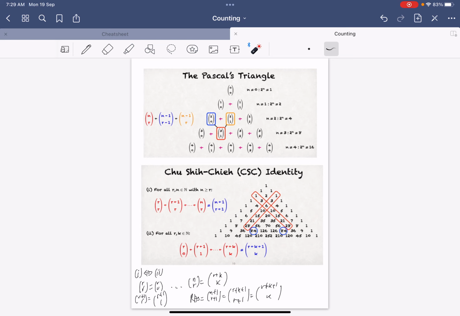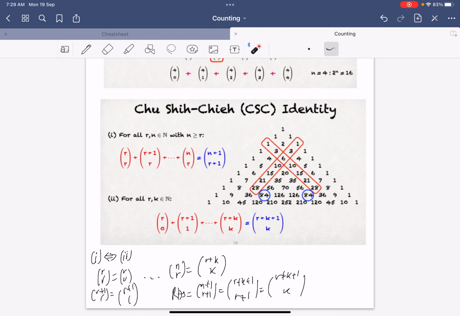Now, Chu Shih Chieh, a Chinese mathematician, found that if you add this diagonal, it will equal the next row choice. Formulated in mathematical terms, it is this identity, known as the Chu Shih Chieh identity, or also the hockey stick identity, where r choose r plus r plus 1 choose r all the way to n choose r is the same as n plus 1 choose r plus 1.